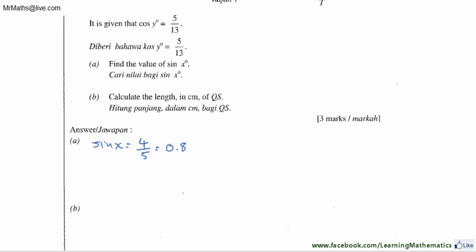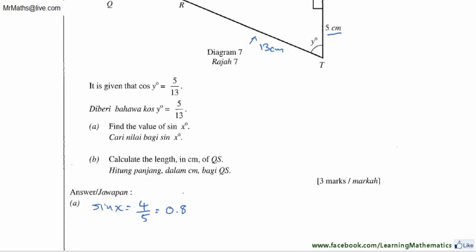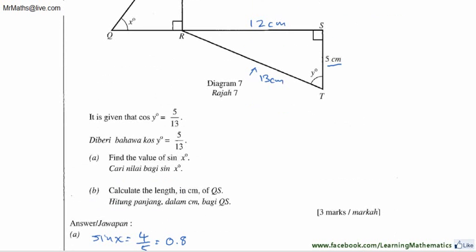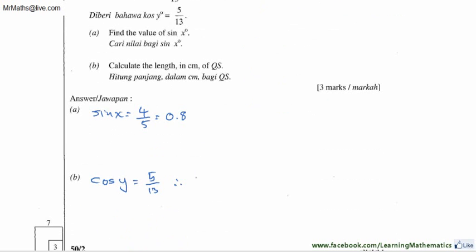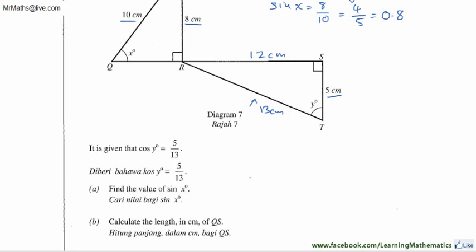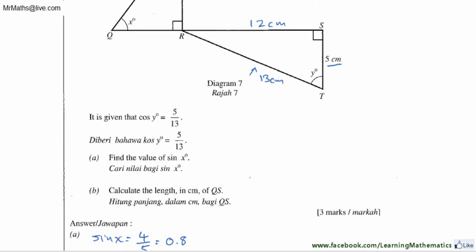Alright, okay, this has become a little bit annoying. So cos y is 5 over 13. Thus RT is 13 cm. Then we need to find RS and QR.